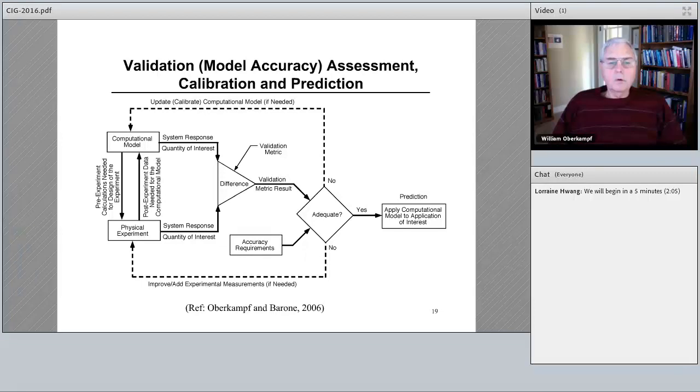You have accuracy requirements, and those go into the adequacy statement. If it is inadequate, you may go back and calibrate your models, you may go back and take more experimental data, and then you go to the prediction or the extrapolation problem.